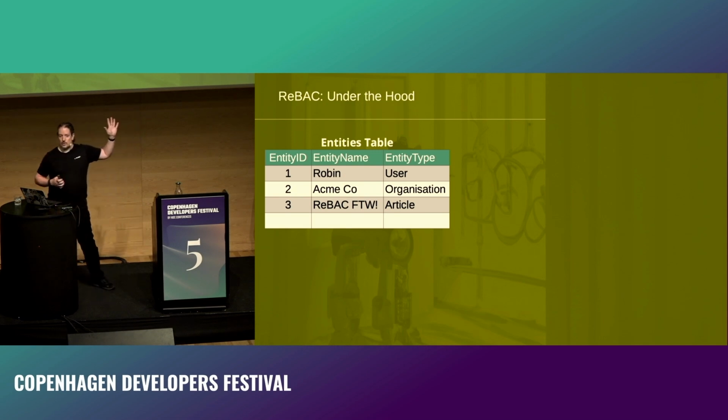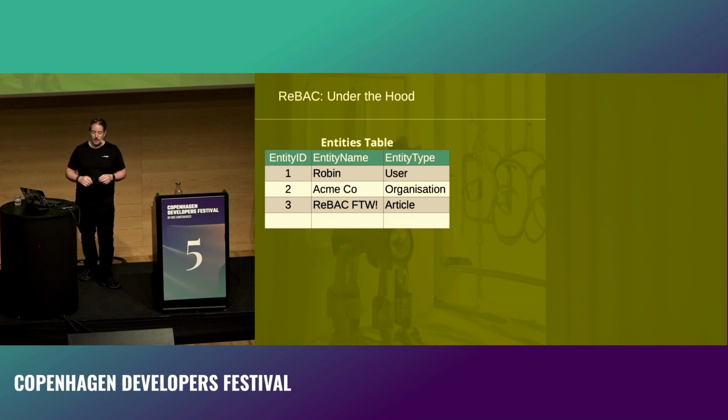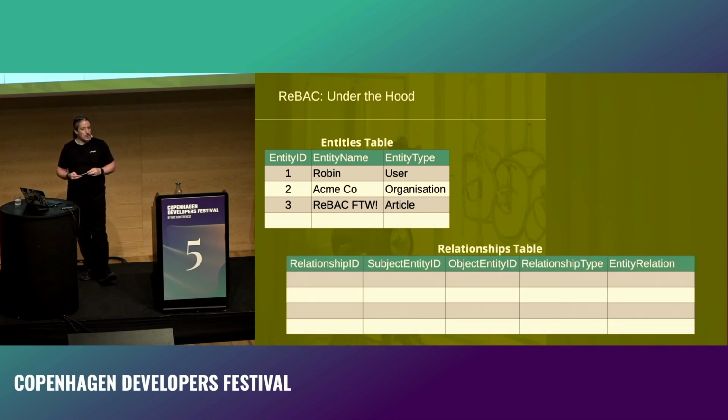Here we're talking about permissions. We don't actually need all the information. We just need a representation of an entity in the system. So we have 3 entities in the system, and we've got the flexibility to define the entity type and also give it a name. And now we're going to define relationships between them.